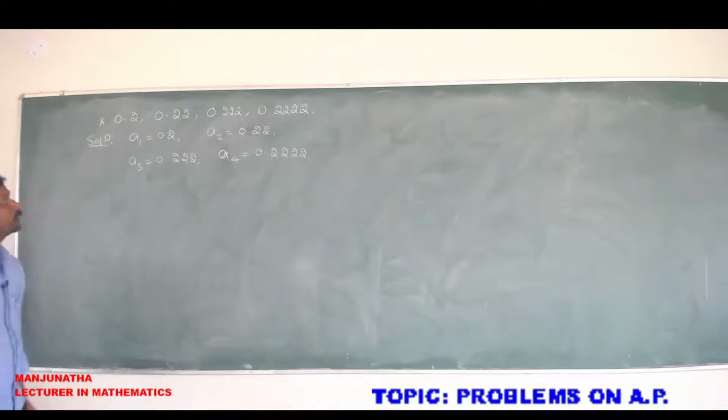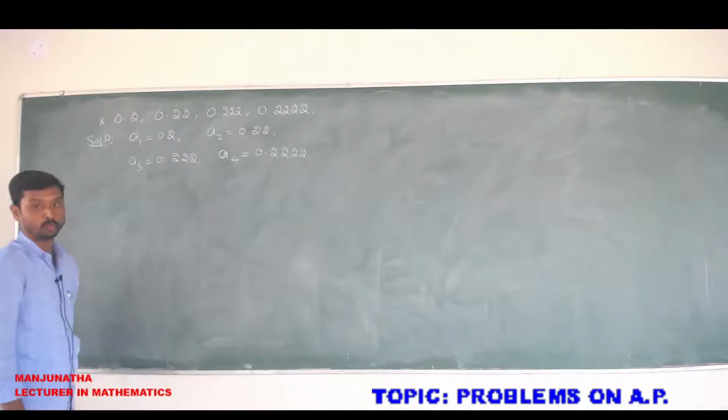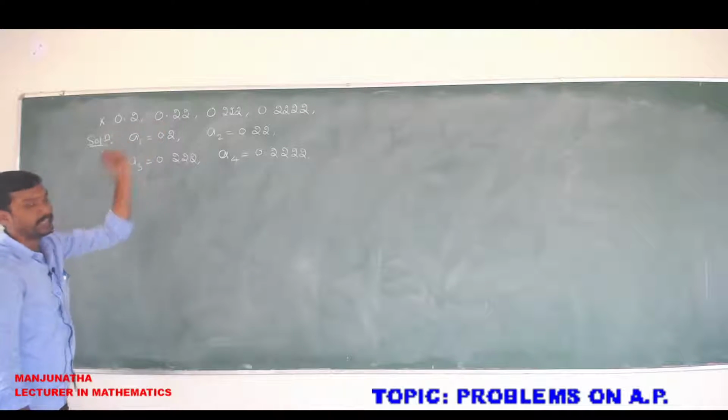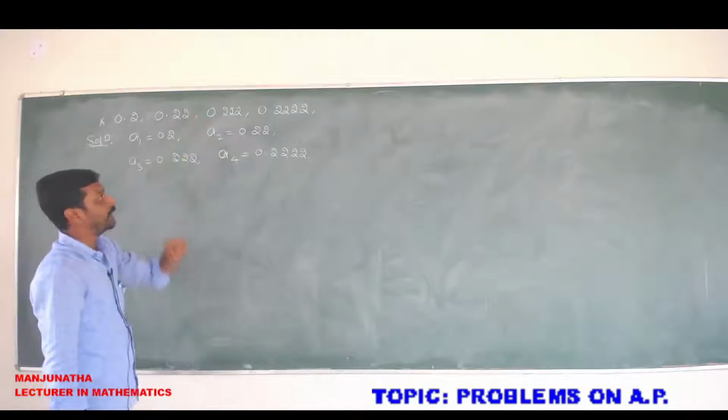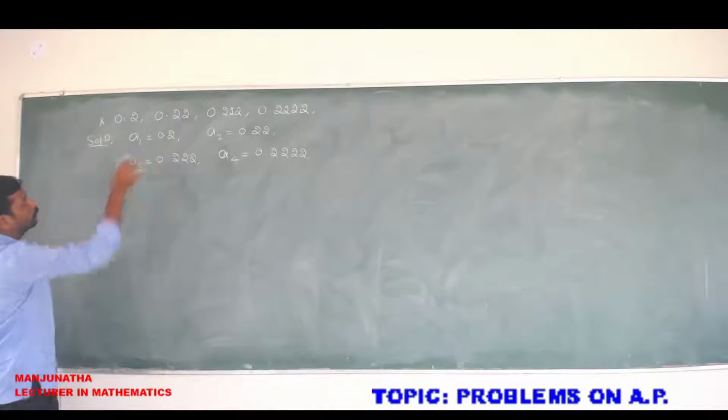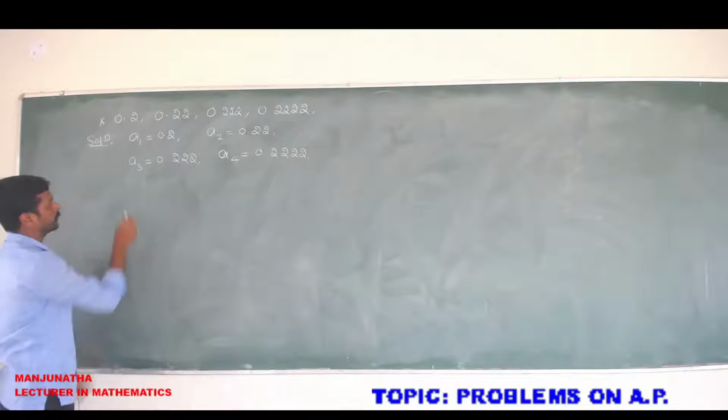So A1 is 0.2, A2 is 0.22, A3 is 0.222, and A4 is 0.2222. Now, let us find the difference between consecutive terms. A1 and A2 are consecutive, A2 and A3 are consecutive, A3 and A4 are consecutive. So, let us find the difference between each pair of consecutive terms.